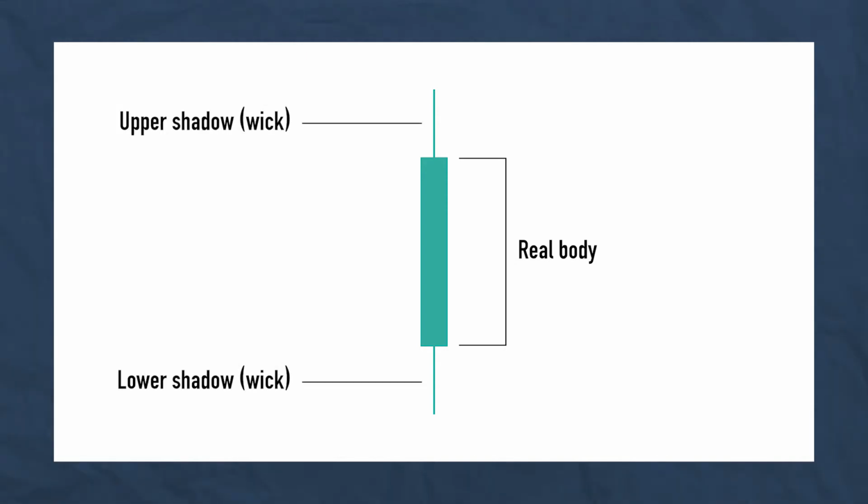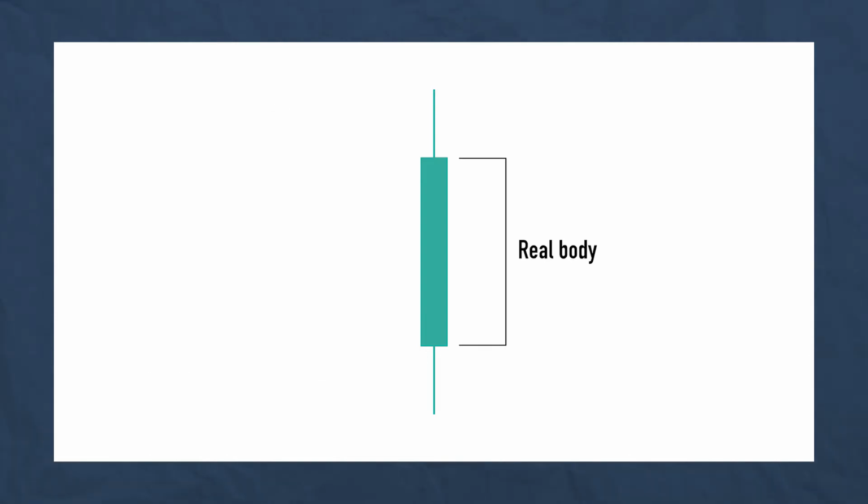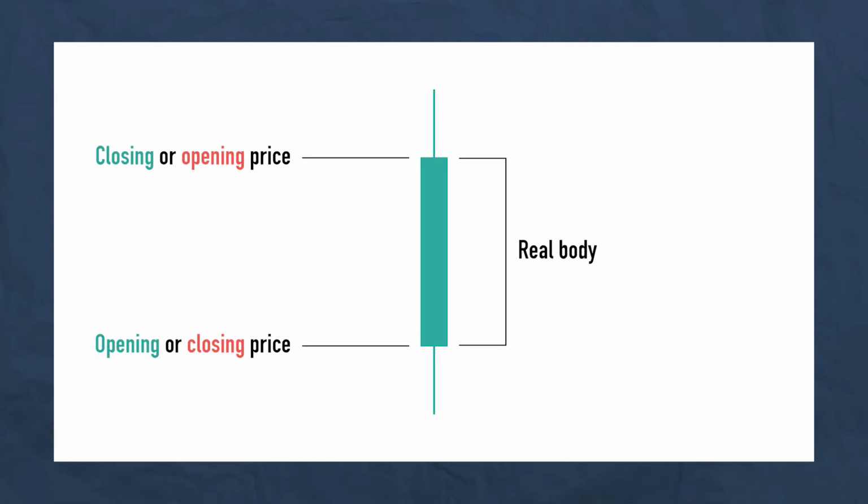Each candlestick has two different parts. One is called the real body, which is the rectangular fat part of the candlestick, and the other one will be called shadows or sometimes a wick, which will be the thin lines extending from the top and the bottom of a candlestick. Let's talk about the real body first, because it's gonna tell you the difference between the opening and the closing price within your time interval.